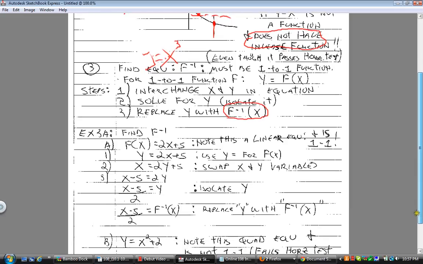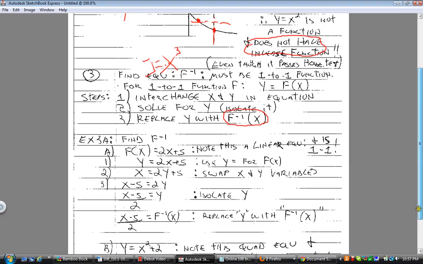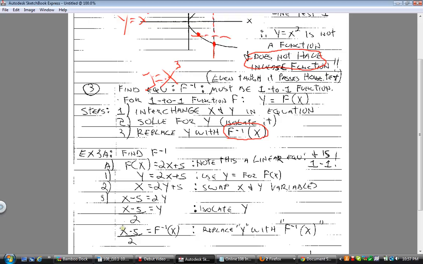If you look at example 3a on my notes here, we'll go ahead and work through this step real fast. Take the initial function, f of x equals 2x plus 5. You know it's a linear equation. Again, we've talked about this many times, but because your exponent with the variable x is 1, that defines it as linear. So since it's a linear function, it passes both the vertical and the horizontal line test. Must be a one-to-one function. If you do not have a one-to-one function, you cannot write the inverse function.